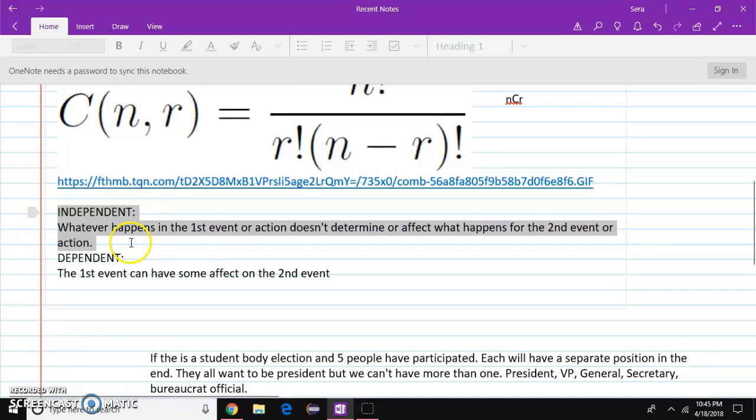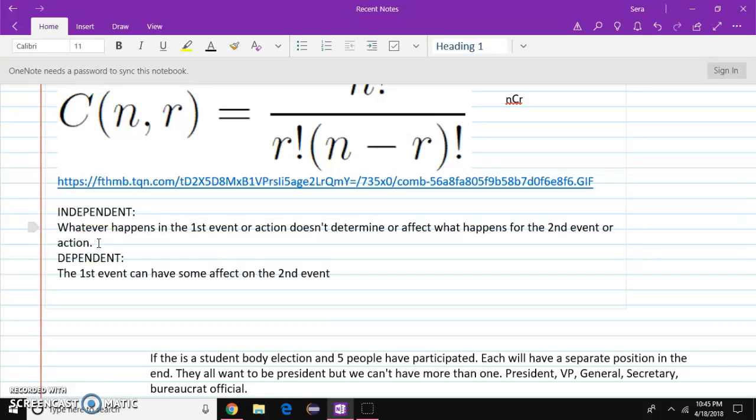Another concept we have to introduce is independent and dependent. In some cases they don't mention if it's a permutation or a combination, and you have to think of it as independent or dependent. If it's an independent event, then the first event does not help determine the second event. The second event is not affected by it.